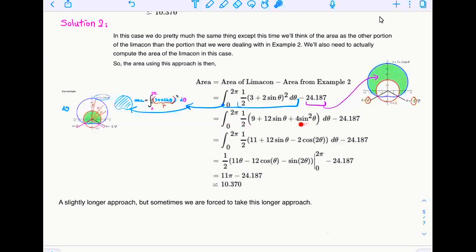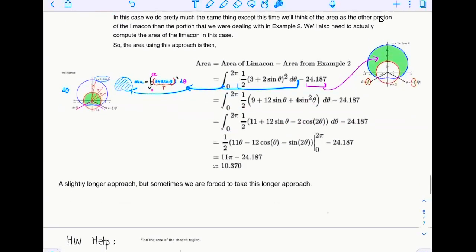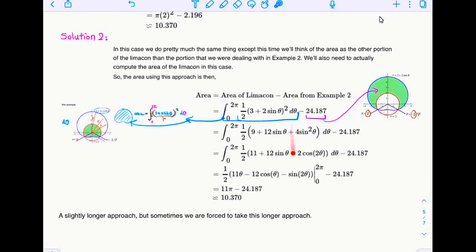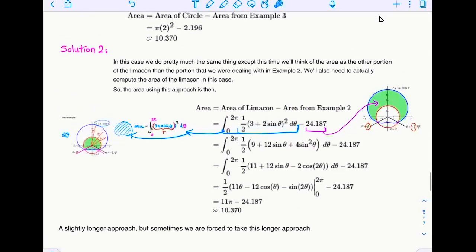So again, when you encounter sine squared theta, use half angle formula. Okay. All right. Well, it looks like the second approach is a little bit longer than the first approach, right? But sometimes if you have no other choice, you have to take the longer approach.